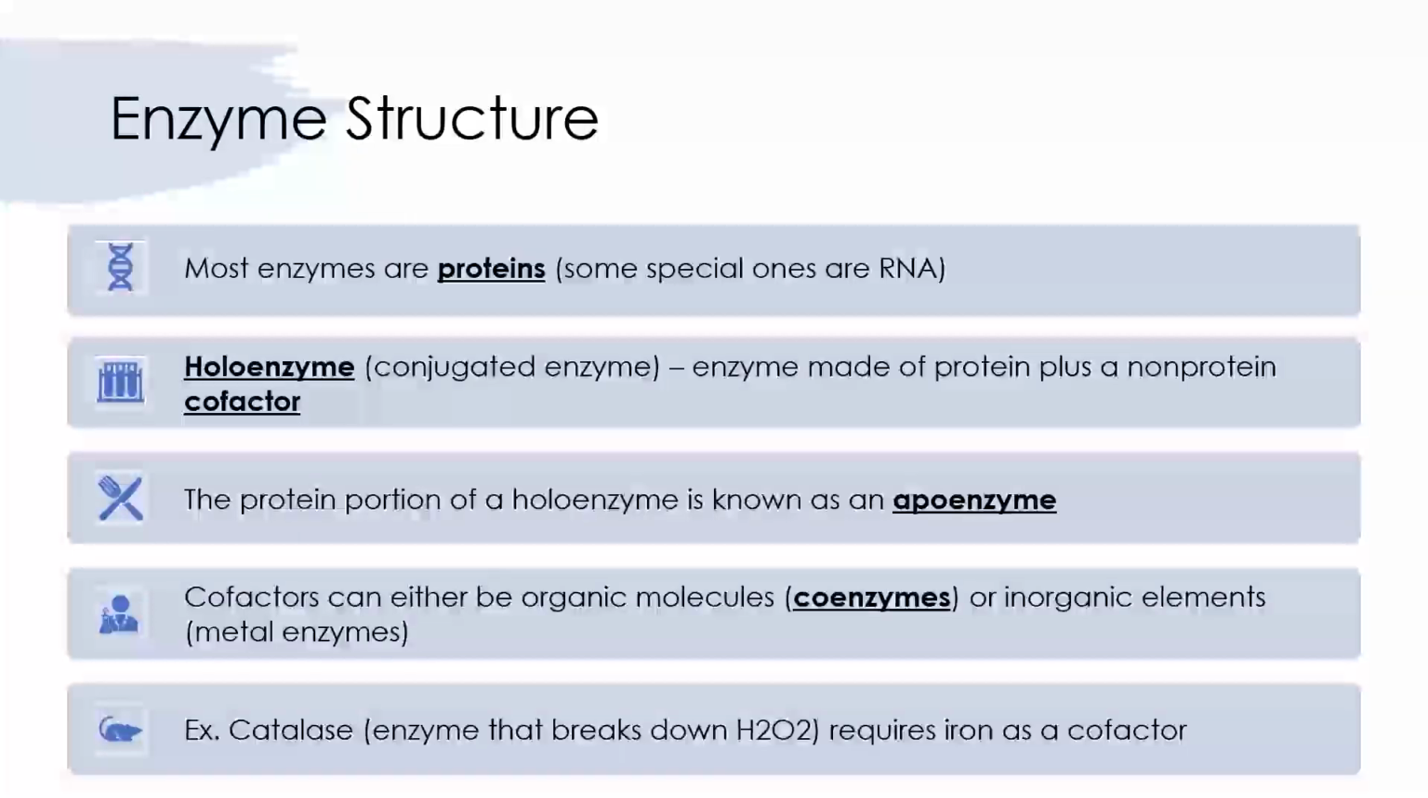One example of a well-known enzyme is catalase. This is the enzyme that will break down hydrogen peroxide into water and oxygen. So it has a holoenzyme that is comprised of apoenzyme, protein component, along with iron as its cofactor.